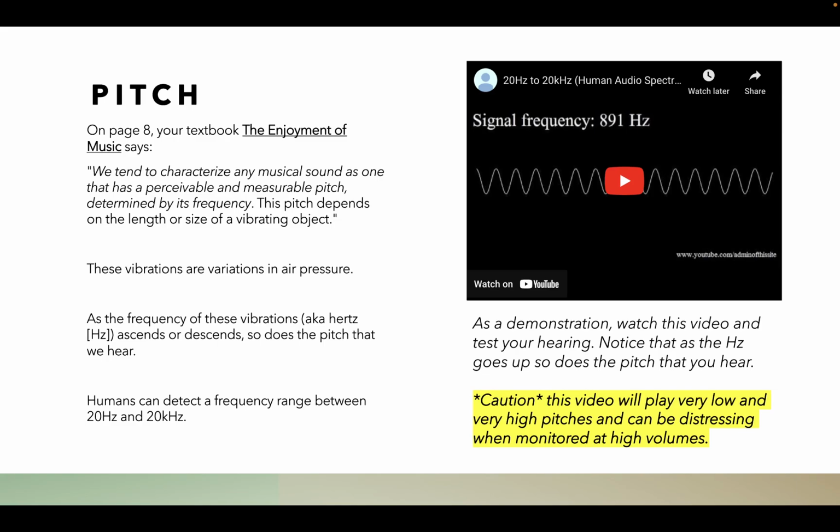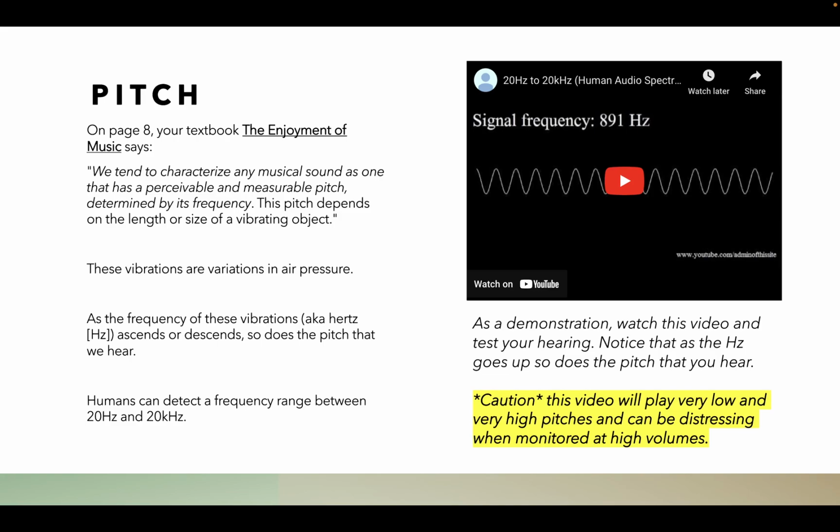There's a great video on the right, which I encourage you to watch. It spans the entire range of human hearing, going from 20 hertz all the way to 20,000 hertz. The thing that separates these is that a 20 hertz note is a note that vibrates at 20 times per second. All the way up to 20,000 times per second is when our hearing mostly gives out.